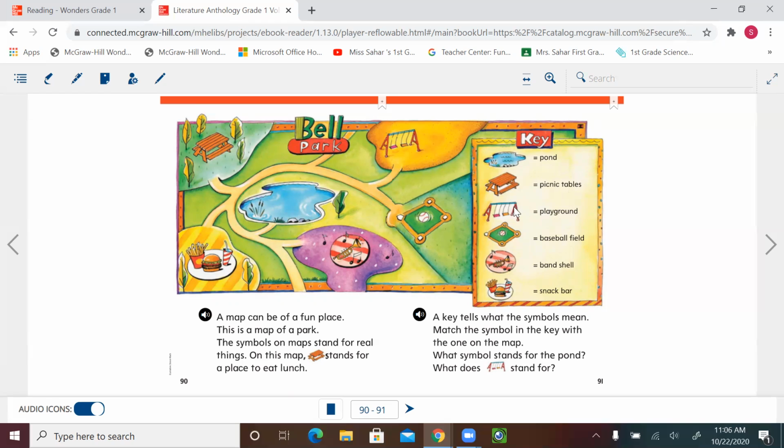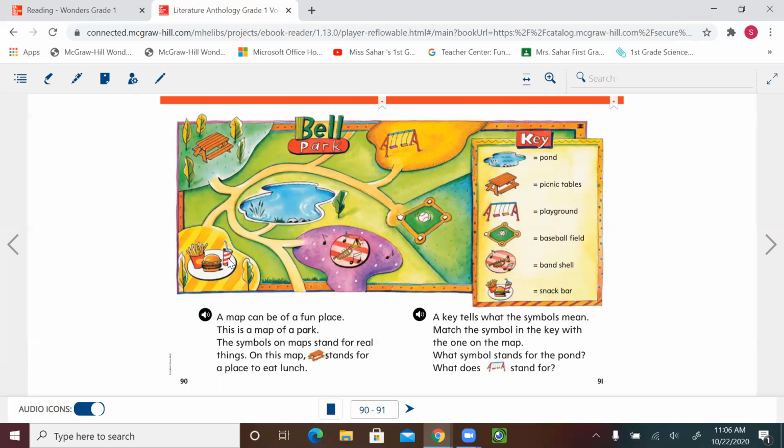So you are looking for this part in your key map. This part means baseball field. It's time to play, have fun. I know where to go over here. Then band shell. This is if you want to listen to music. A band will be playing music. I know that if I want to go there, listen to the music, this is where I go. I look at that picture or the symbol, and I know this is what I'm looking for. Snack bar. I want to buy my food. I know this is where to buy food.